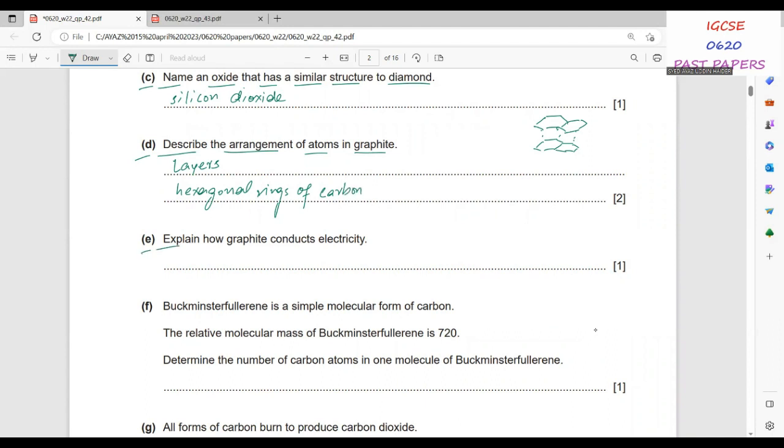E. Explain how graphite conducts electricity due to the presence of mobile electrons. So we write mobile electrons.